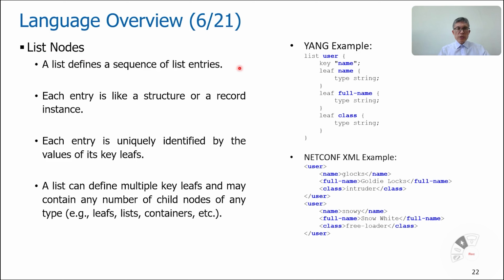List nodes. A list node is like a structure in C or C++, or a record instance in the Pascal programming language. Each entry is uniquely identified by the key leaf value. Example here, the YANG user. The key variable is a leaf node, name, and it consists of name, full-name, and class. So here we can define the list node. We can have multiple entries, right? Because this is a kind of structure.